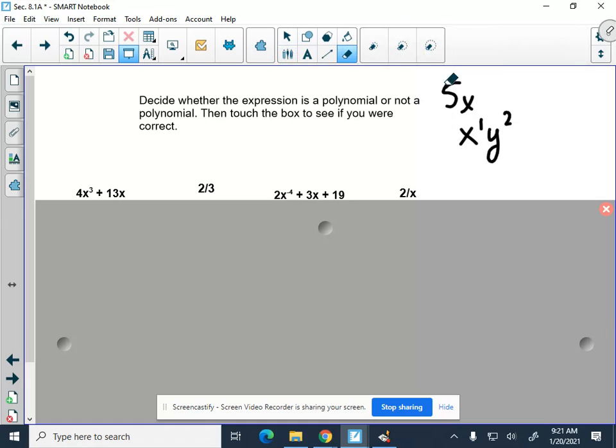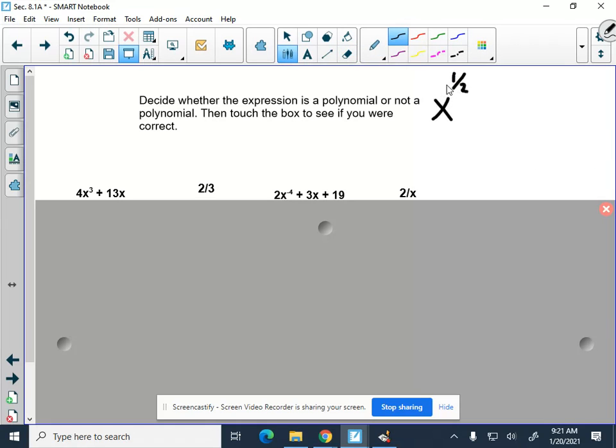The other thing, how are they not whole numbers? You could have something like this, x to the 1/2. That is not a polynomial because the power is a fraction. So if you see the power is a fraction, it's not. Now that is also written as the square root of x. That's what x to the 1/2 is. So that would not be a polynomial.